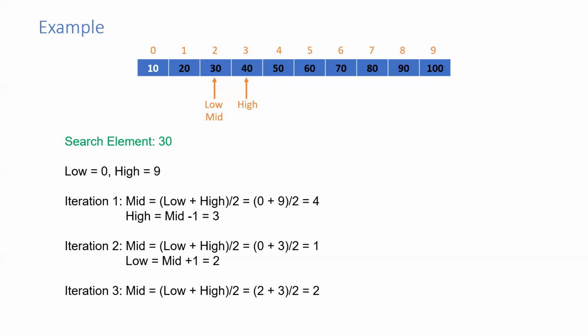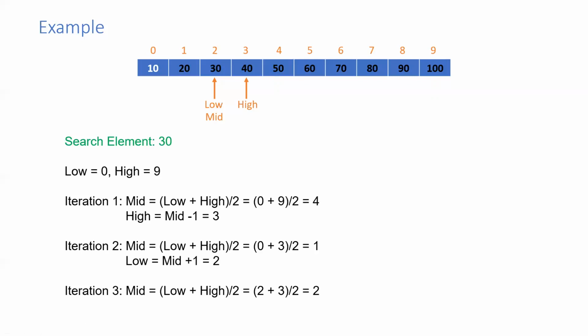And when do we stop this process? If you observe here, in each iteration, low and high are coming closer to each other. So once low exceeds high, or high is less than low, then all the elements in the array have been traversed and we can say that the element is not found. This is how binary search algorithm works.